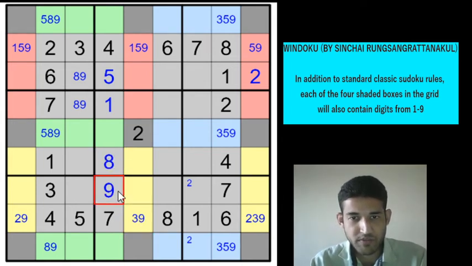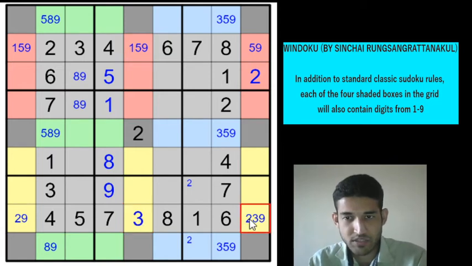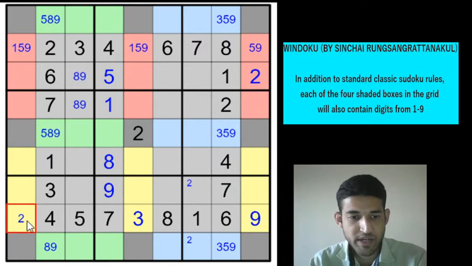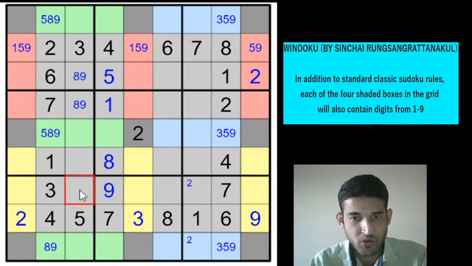Now this cell, because of this 9, will get a 3 here. So this will be a 2 or a 9, but we have a 2 here. So this will be a 9 and this will be a 2. And now the remaining digits in that window are 2 and 6, right? So 2 and 6 we can pencil mark in these two cells. But there is a 2 here. So this cell will be a 6 and this cell will be a 2.